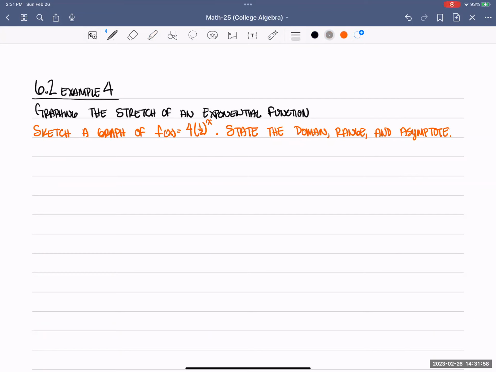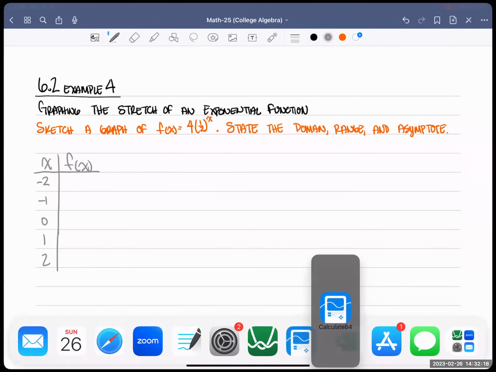Here we don't have any shifts, we just have that stretch. So we could use our normal 5 to start graphing. The normal 5 are going to be our -2, -1, 0, 1, and 2. And let's see what the rest of our function is.